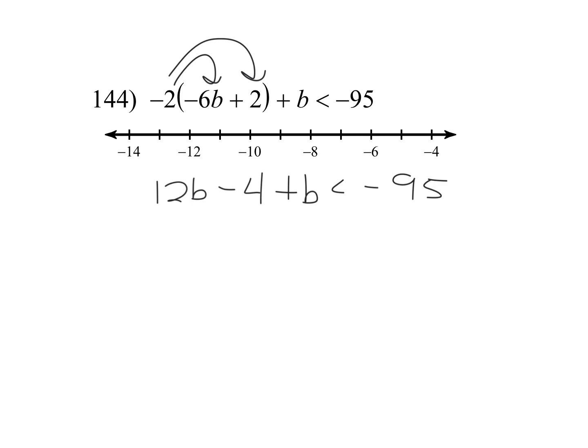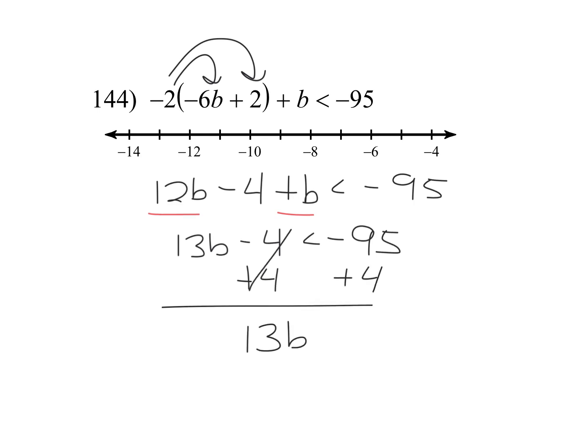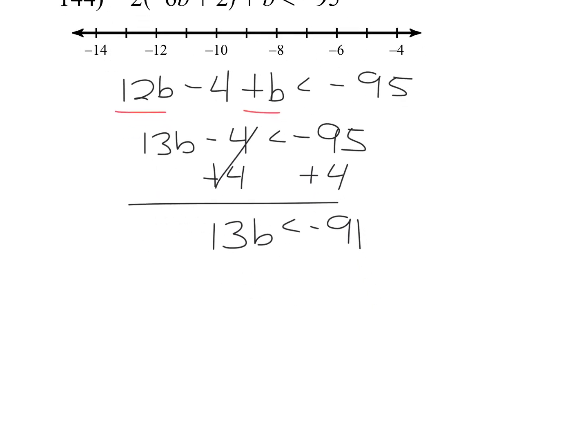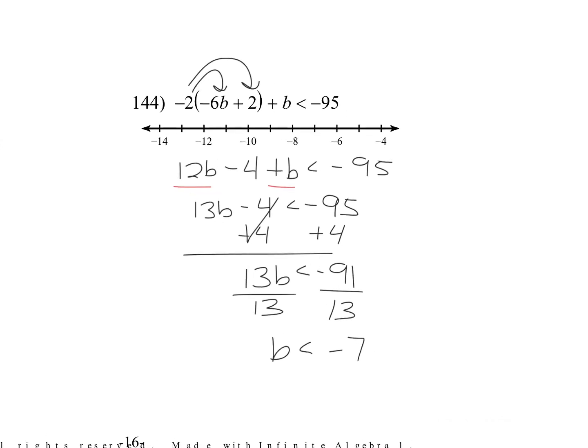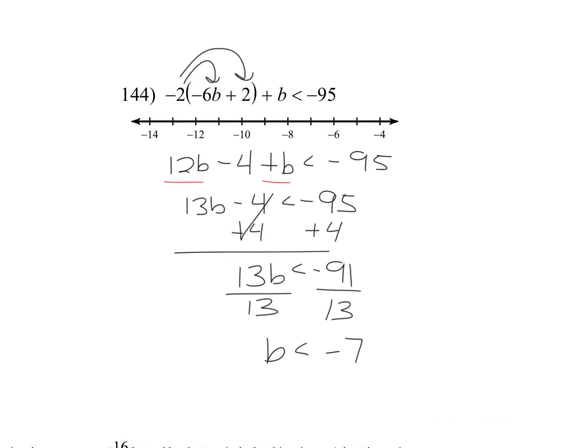What's an extra step we have to do? Combine like terms. We have 12b and b. What do I get? 13b minus 4 is less than negative 95. Next step, add 4. Negative 91. And then I divide by 13. B is what? Negative 7. Graphing, open or closed? Open, going to the left.